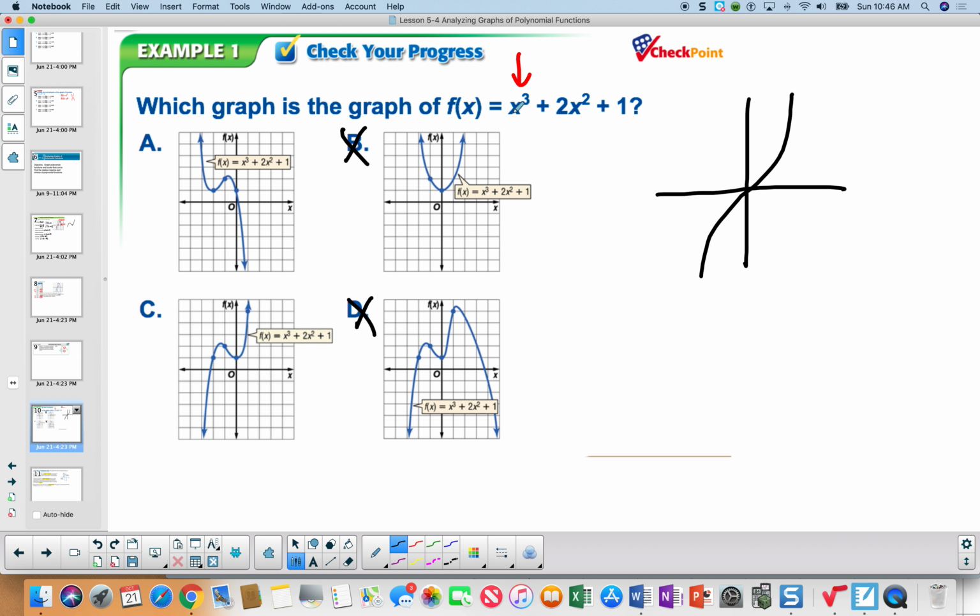Now remember that this is a positive value, so it's going to emulate the parent function y equals x cubed with its infinities. So as x goes to negative infinity, y goes to negative infinity. As x goes to positive infinity, y goes to positive infinity, and that takes place here.